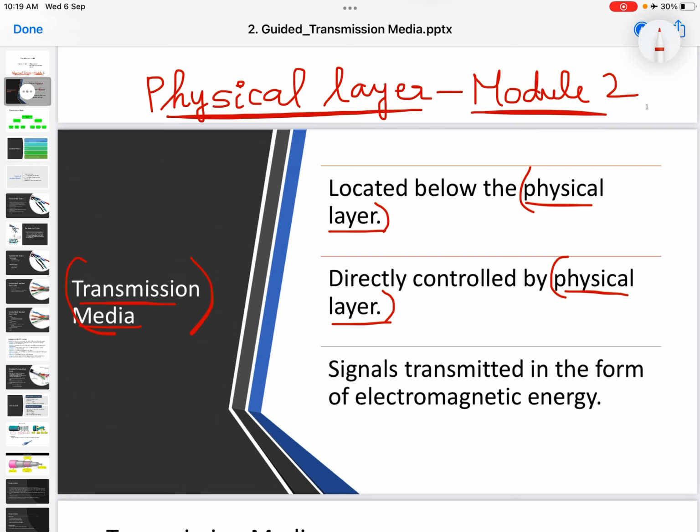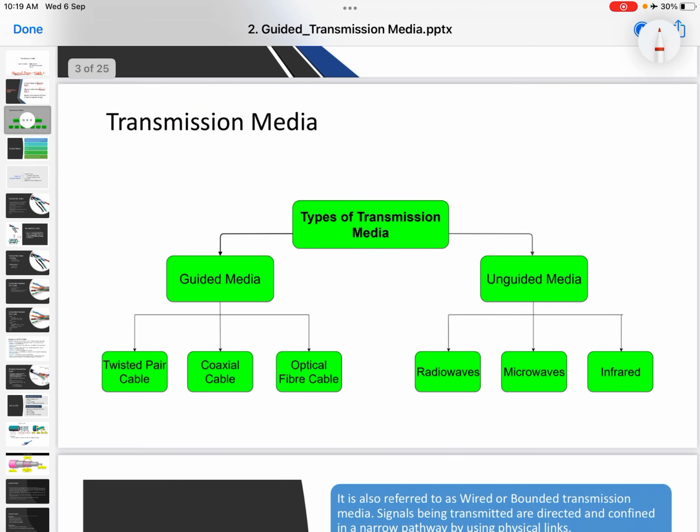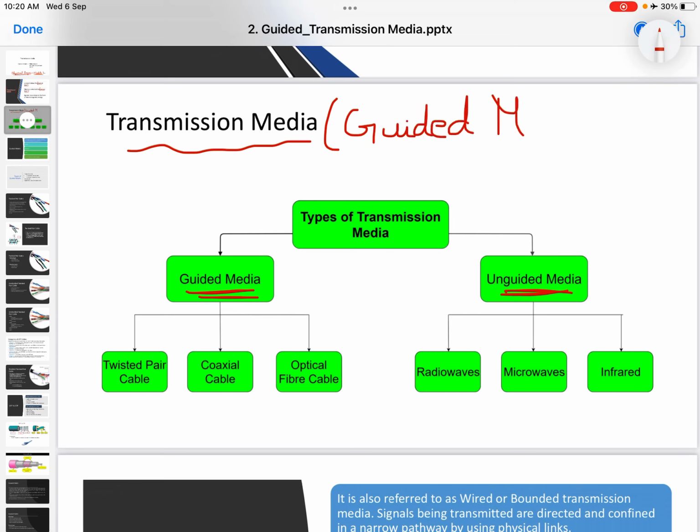Signals are transmitted in the form of electromagnetic energy. Under transmission media, we have two types: guided media and unguided media. Guided media includes twisted pair cables, coaxial cables, and optical fiber cables, and in unguided we have radio waves, microwaves, and infrared. In our syllabus, only guided media is covered.